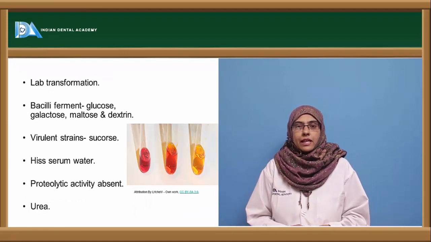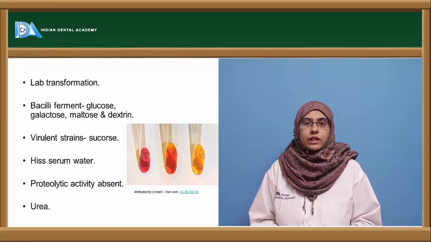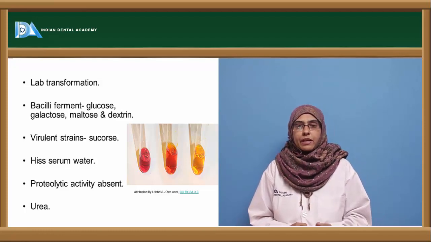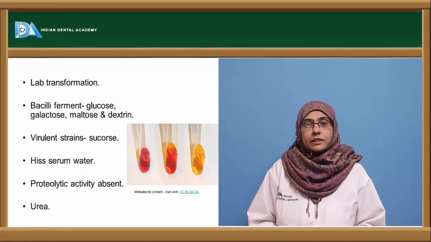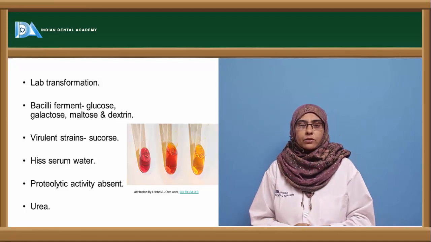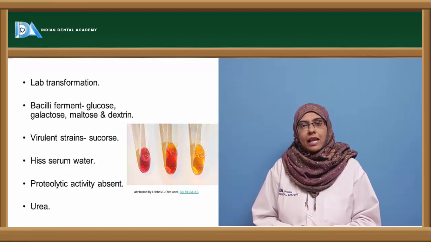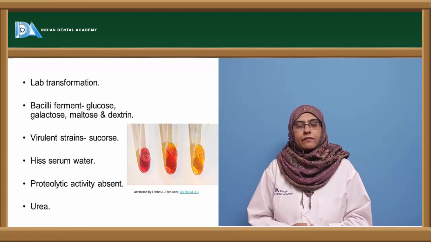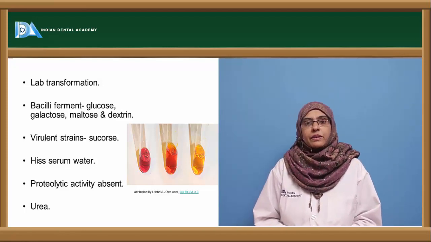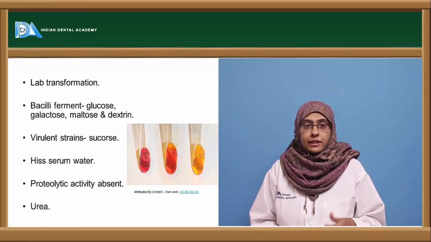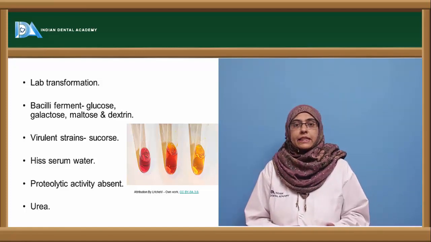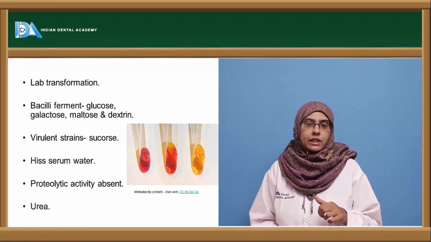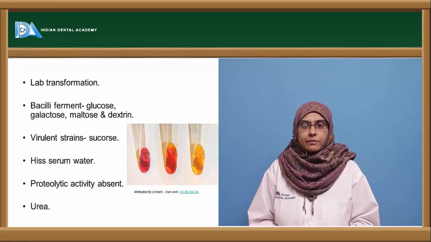Coming to the cultural characteristics, that is, how the organism is usually grown and how we can identify it with the help of biochemical characteristics. These are organisms that can ferment glucose, galactose, maltose and dextrose, but not lactose, mannitol and sucrose. But some virulent strains are also found to ferment sucrose. The fermentation ability can be best seen in a serum called Hiss serum water, which helps us to easily identify the organism in the lab.